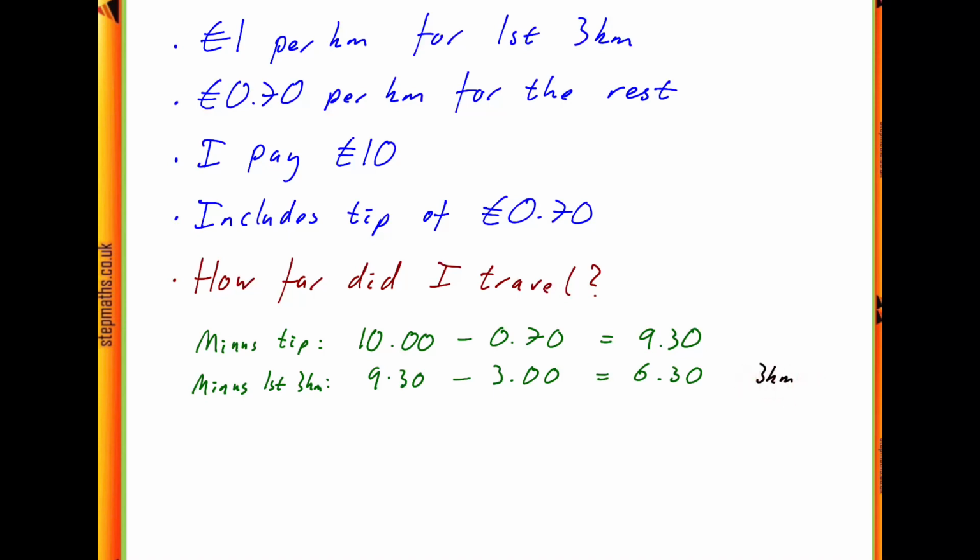So here, this is 3 kilometres from this part, because it's easy to forget at the end, as we'll see, how many kilometres you actually travelled so far. So that's 3 kilometres from here. And then all the rest is going to be at the lower rate.